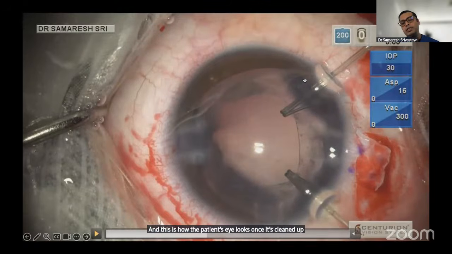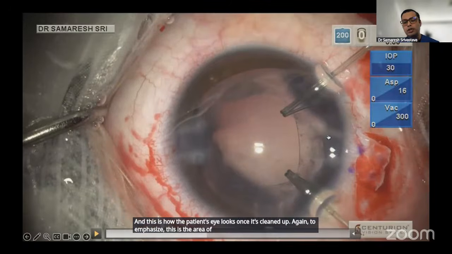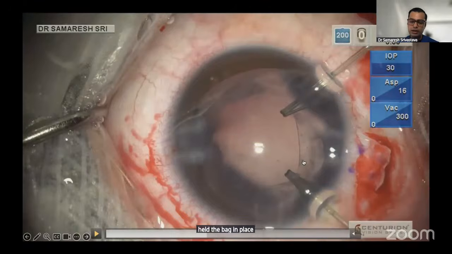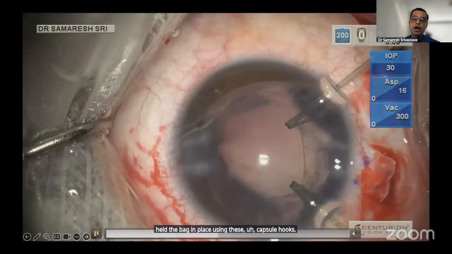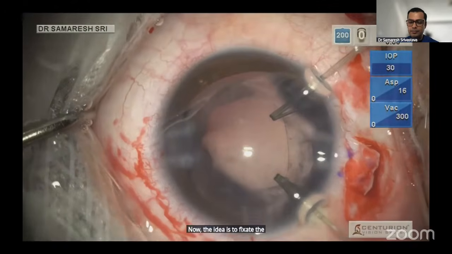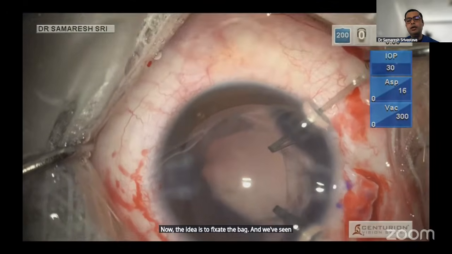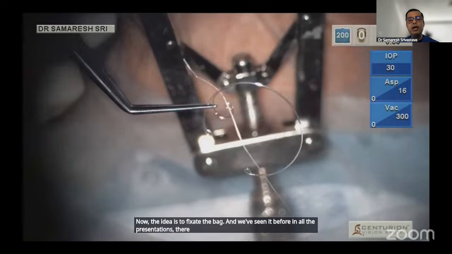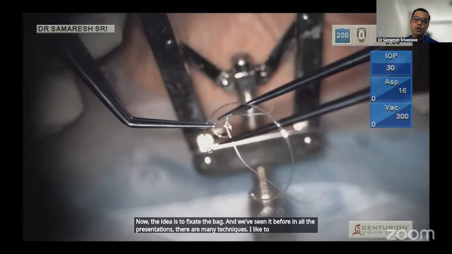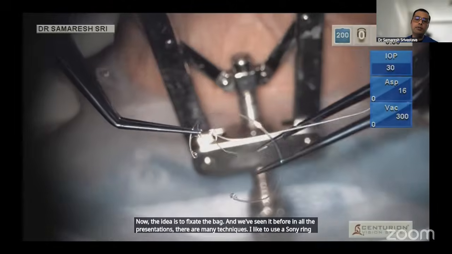Again, to emphasize, this is the area of zonular loss on this side. And that's the area where I've held the bag in place using these capsule hooks. Now the idea is to fixate the bag. And we've seen it before in all the presentations. There are many techniques. I like to use a Sioni ring. So this is a Sioni CTR.